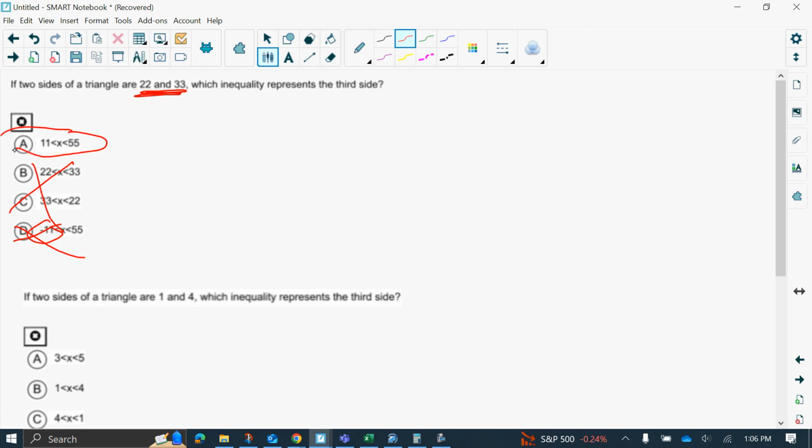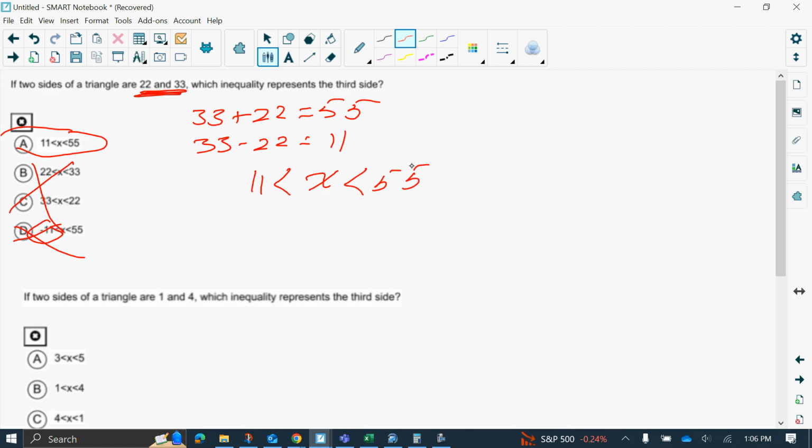Now, what's actually happening here is we do 33 plus 22, and we get 55. And we do 33 minus 22, and we get 11. And so that means the third side is somewhere between 11 and 55.